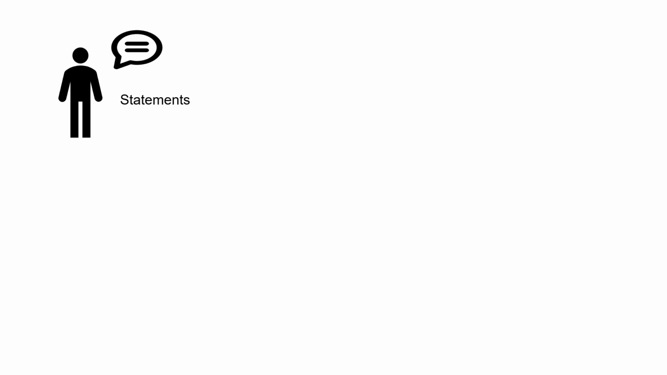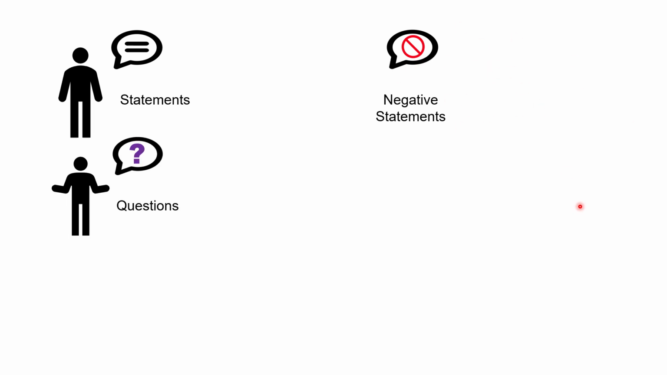Okay, next let's talk about the kinds of sentences in basic English. We have statements, just basic sentences, and we have negative statements. I am Kevin. I am not Mary. We also have questions. Who are you? Is it fun?